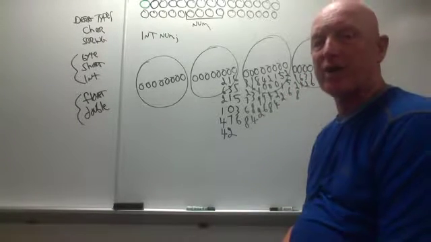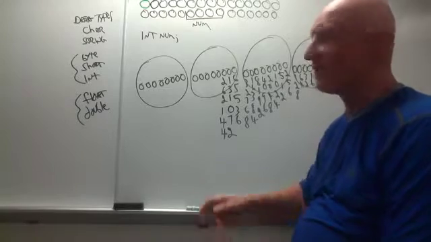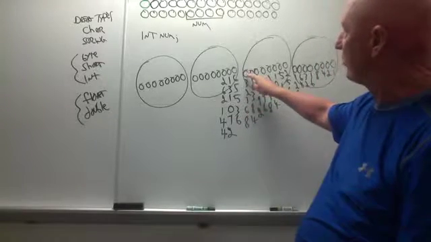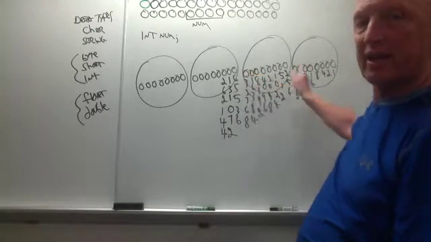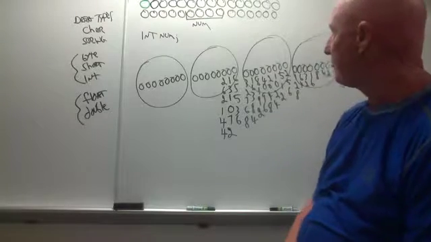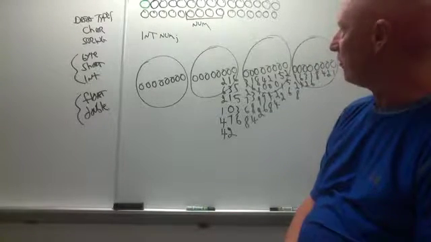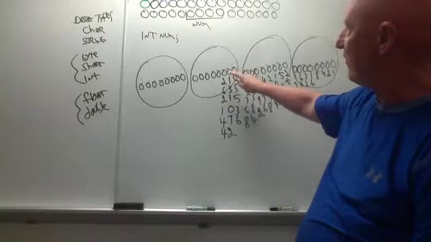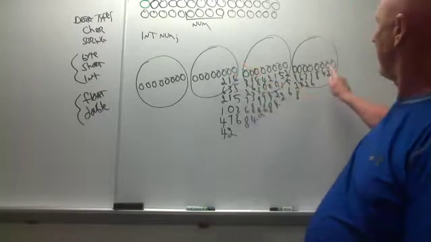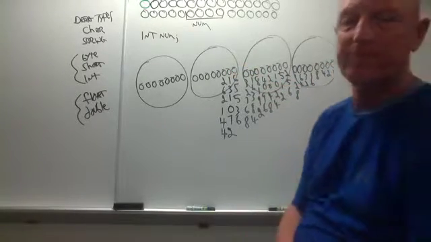How about num is 32,770? Turn on this 32,768 and the 2. How about 131,075? I turn this one on and the 2 and the 1.